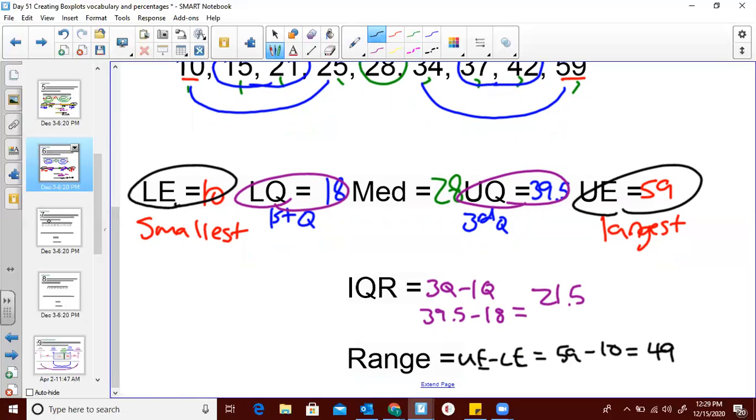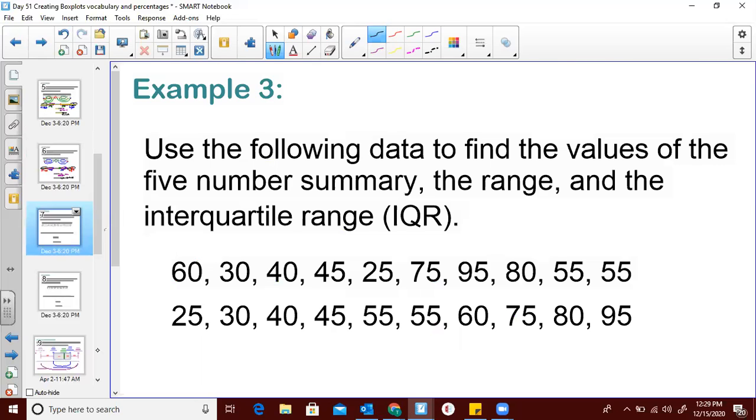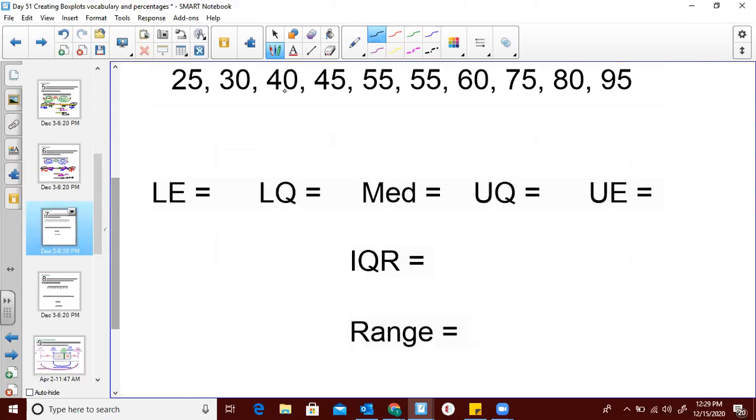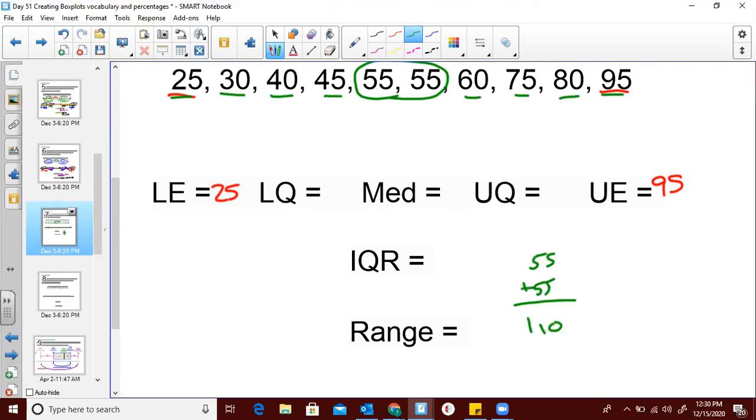Okay, and let's do another one. So again, I put these numbers in order for us. I'm going to pick up the pace here a little bit. So we know our lower is 25, we know our upper is 95. Median is going to be 1, 2, oh, sorry, left, right. Now we have two numbers in the middle. So we have to do the same thing. We're going to take the average. So 55 plus 55 is in fact 110. 110 divided by 2 is, oddly enough, 55. So our median is 55.